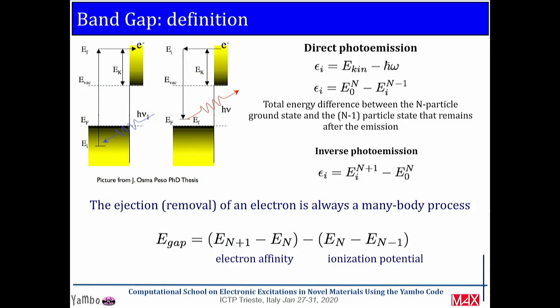This can also be rationalized because, if you look again at what we are looking at in a photoemission experiment, where we measure the kinetic energy of the outgoing electron and the incoming photon energy, we see that the energy levels we are interested in are different for n and n-1 electrons. From here you can recognize that the ejection or removal of an electron is always a many-body process.